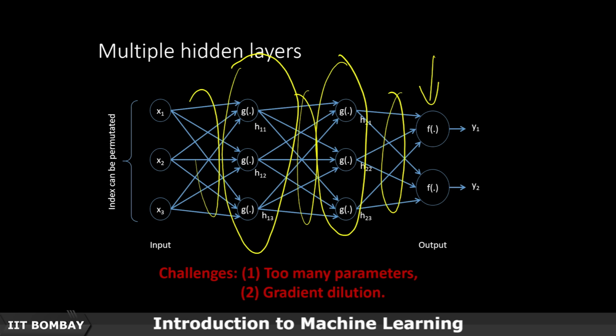We can actually have more than 2 layers also. For now we will just study a single hidden layer. The problem that happens when you increase the number of layers is that you get too many parameters and you get something called gradient dilution that we will study a little later.